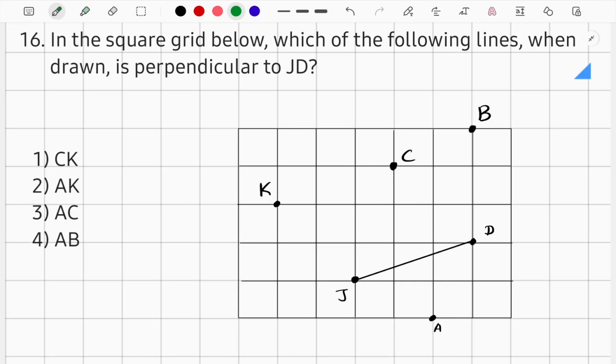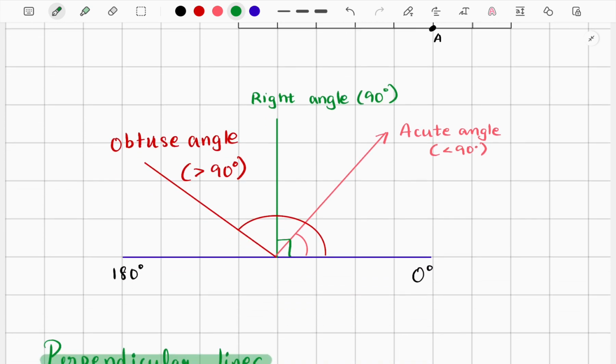16th question. In the square grid below, which of the following lines, when drawn, is perpendicular to JD? Okay, before moving on to this, first let us know a few things.